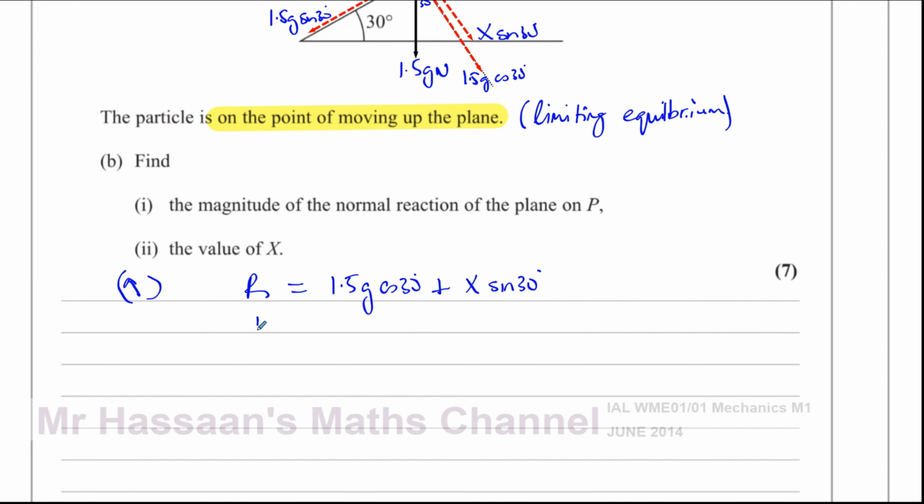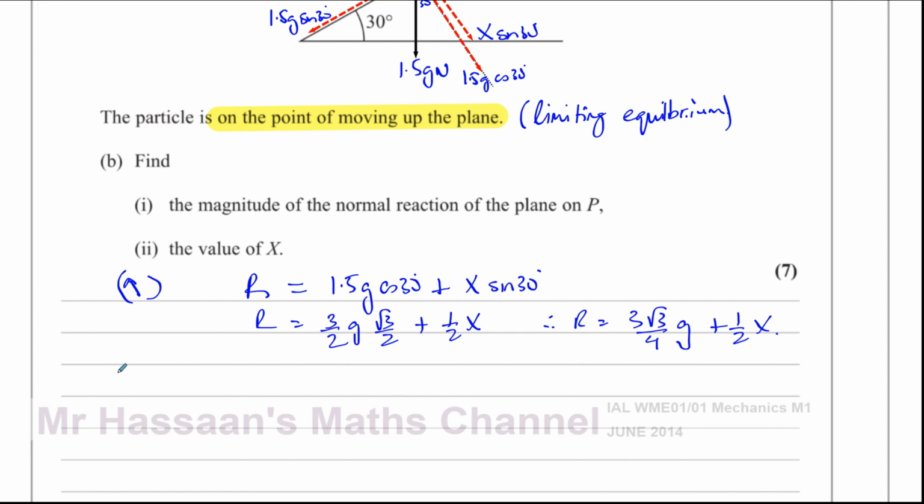Now we have a couple of things unknown. Let me just put these in terms of this. So 1.5, 3 over 2, times g times root 3 over 2, plus a half times X. So we can say therefore R is equal to 3 root 3 over 4 g plus a half X. That's one equation we've formed.